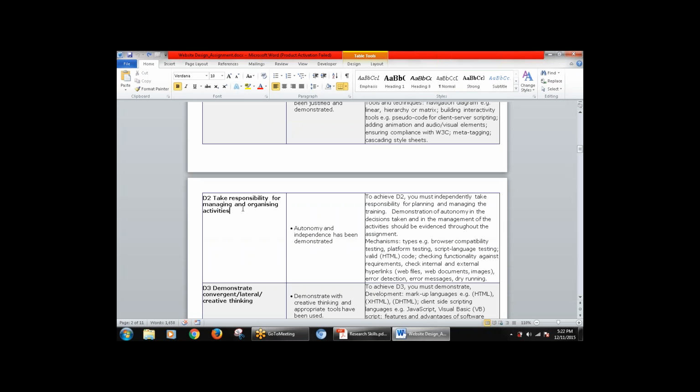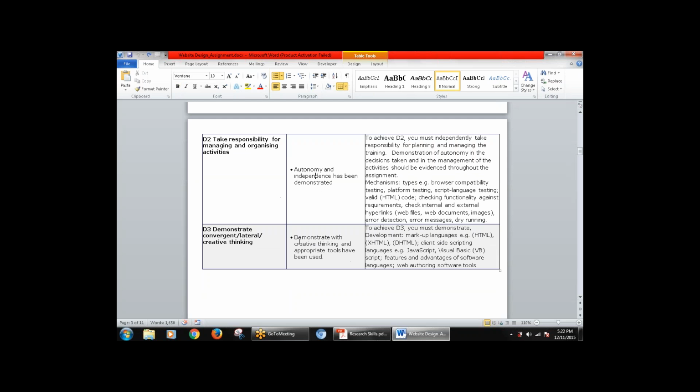Then D2 takes the responsibility for managing and organizing the activity. That is, take the responsibility to manage and organize the concept activities. In this, autonomy and independence may take place. Then D3 is demonstrate the concept, that is, you have to present the concept by using online methods and offline methods.